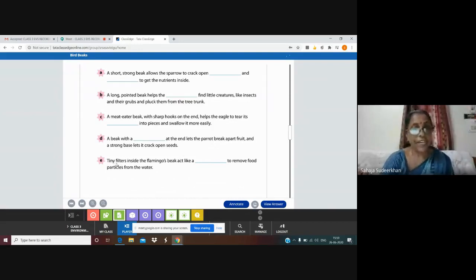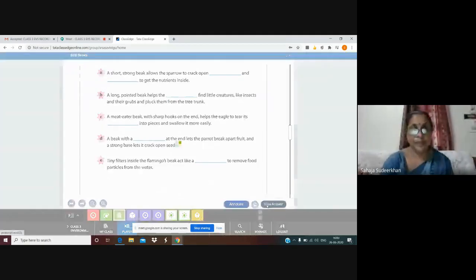Tiny filters inside the flamingo's beak act like a strainer to remove the food particles. It acts like a, yes, correct. It is a strainer. Okay, let us see the answers.